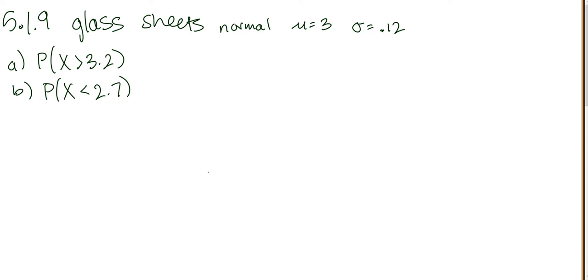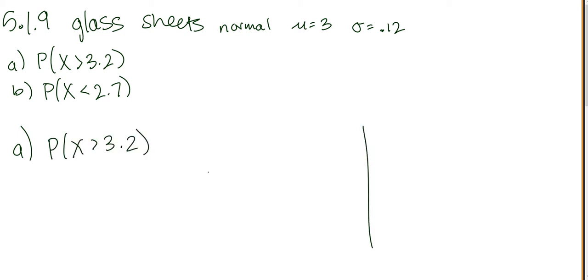So A, what is the probability that the glass sheet is thicker than 3.2? So notice X is greater than 3.2. Versus B says, what is the probability that the glass sheet is thinner than 2.7? So X is less than 2.7. So let's just go ahead and do A here. So we're looking for the probability that X is greater than 3.2.